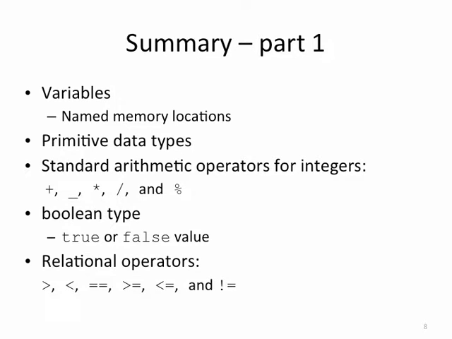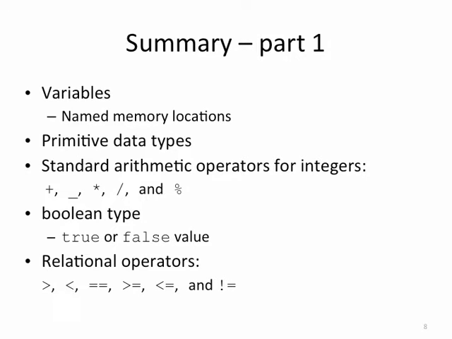So to summarize, we looked at how to declare variables. They are named locations in memory, and they must have a type. Most frequently, we will use primitive types, but we will also use the reference type string. Standard arithmetic operators for integers are plus, minus, multiply, divide, and modulus. The Boolean type results in either a true or a false value.